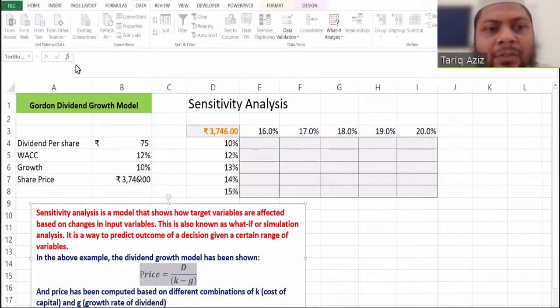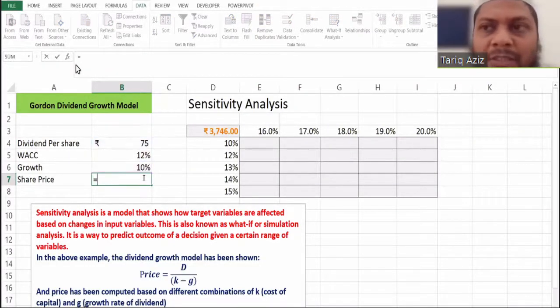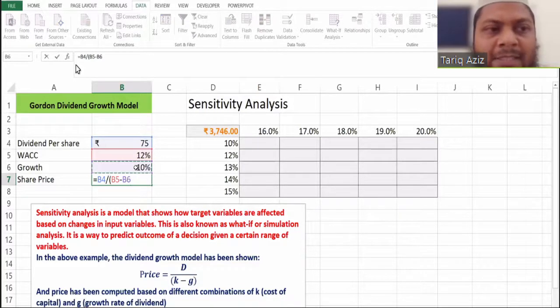Here we have modeled the same formula given these three inputs. So let us model this. We will start with an equal sign. First, we will select dividend divided by cost of capital, which is 12%, minus the dividend growth, that is 10%, which is situated in cell B6.